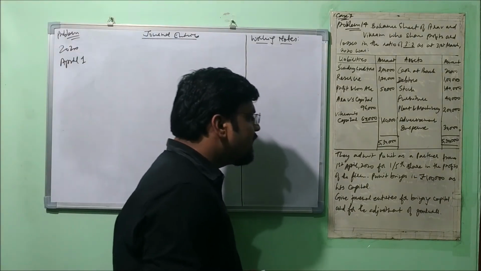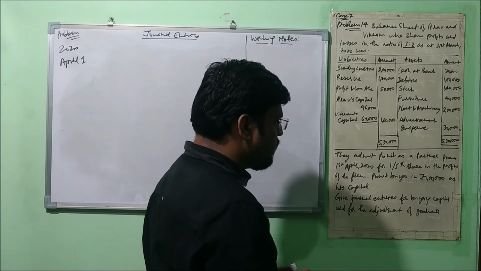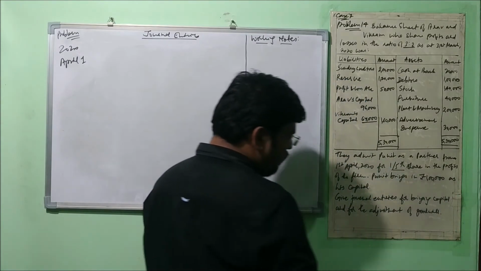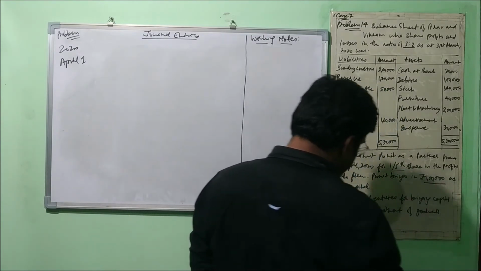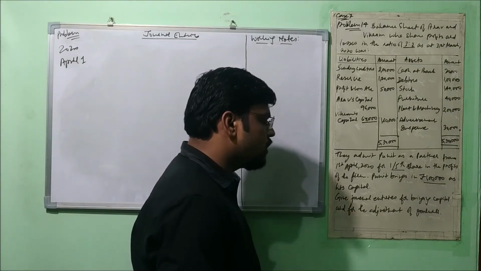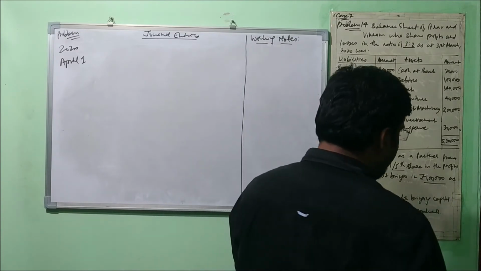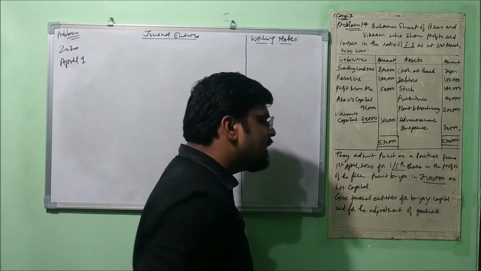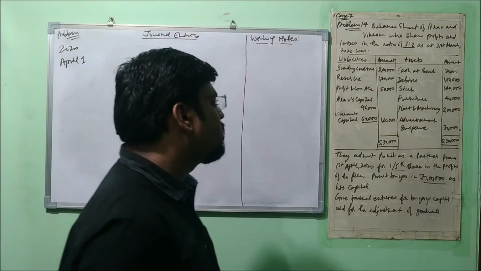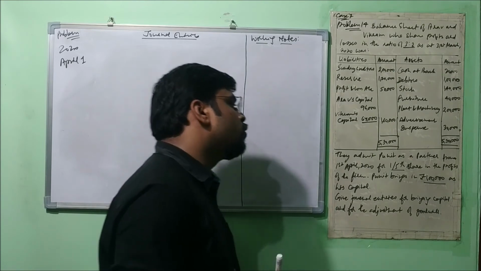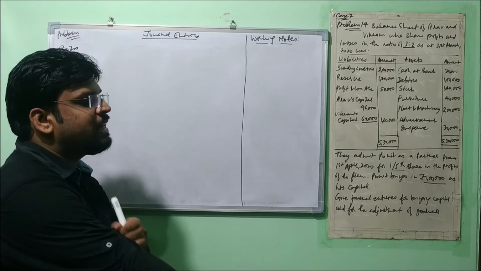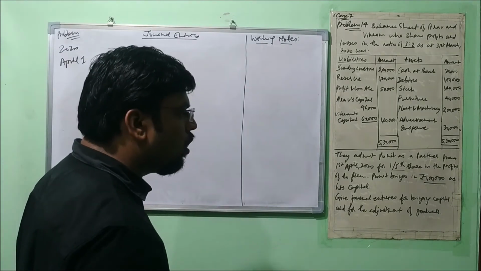They admit Puneet as a partner from 1st April 2020 for 1/5 share in the profits of the firm. Puneet brings in rupees 1 lakh as his capital. Give journal entries for bringing capital and for the adjustment of goodwill. So it is asking for two entries, one for capital and another for goodwill. This is again the case of hidden goodwill, because here the value of the firm's goodwill is not given, and it is also not given how much amount as share of goodwill was brought by the new partner. So very first let's calculate the value of hidden goodwill.